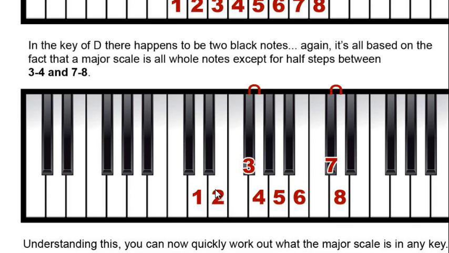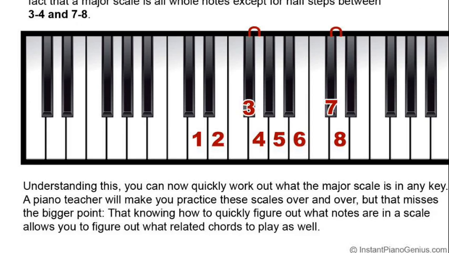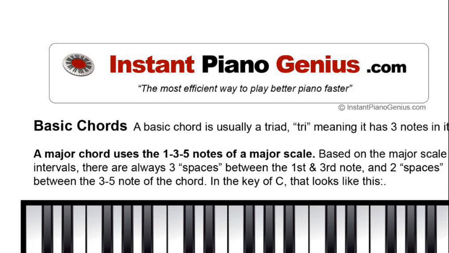So in the key of D, there's going to be 2 black notes, but black notes and white notes are the same. It doesn't matter. There's no difference between them. The only thing is that there's a half step between the 3 and the 4 and between the 7 and the 8. And just go back and watch the videos to remind yourself of that. But that's just a quick way to check back to this chart to remind yourself how to play any major scale.